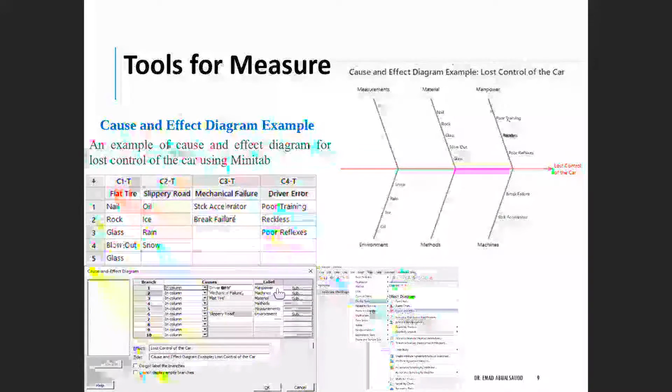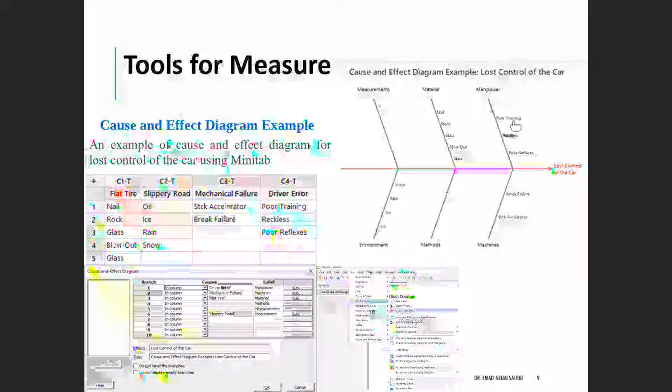Here, to show you that you can use the driver error as a label. So instead of manpower, I can use driver error. But if you refer to the 6M, driver error comes from a human mistake, which is related to manpower. So it is related to the 6M. But there is no right or wrong if you would like to use manpower or driver error as a title for that cause.